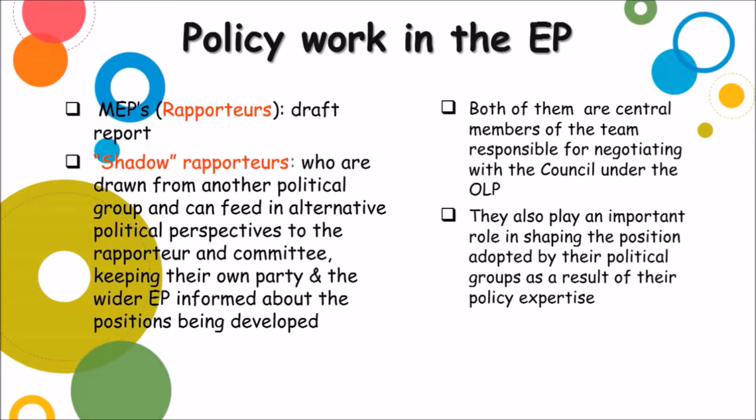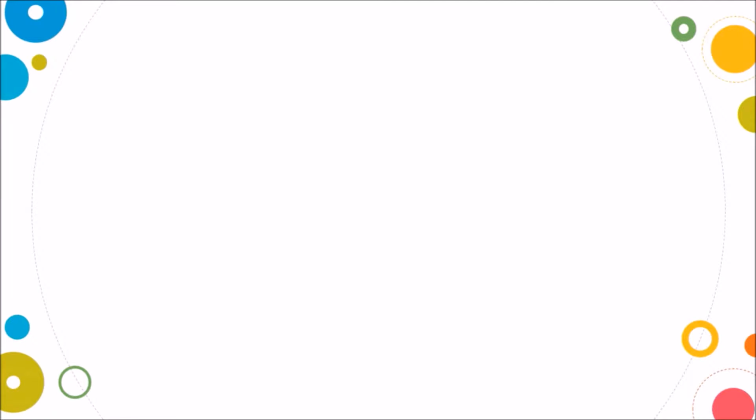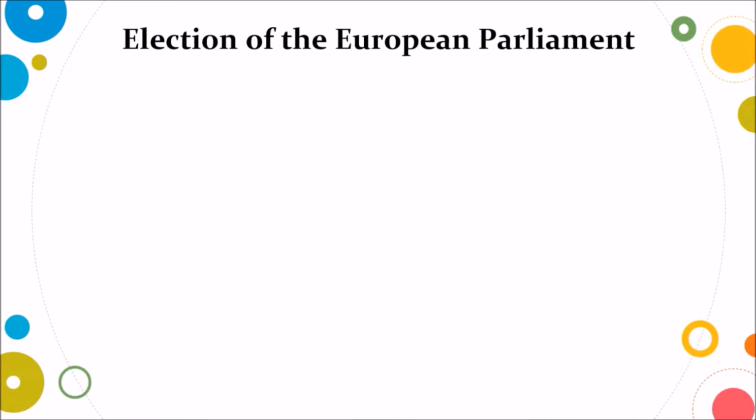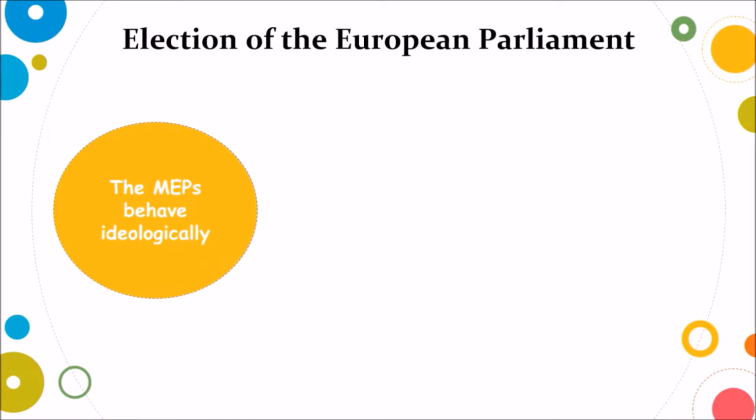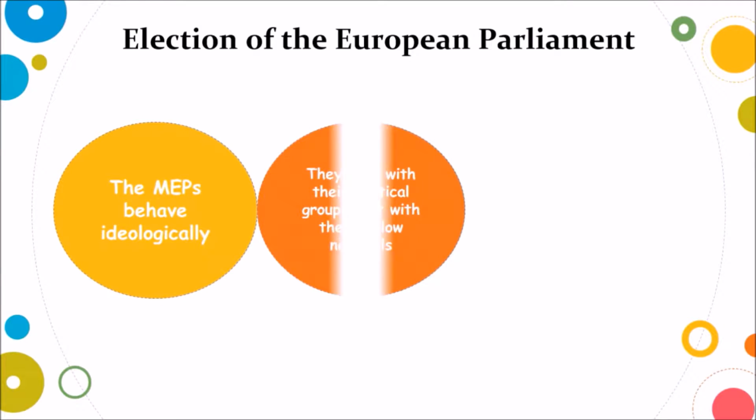It might be expected that MEPs would vote according to national preference, forming national blocs regardless of ideological difference. While there are occasional instances of such national divisions, studies of the Parliament's voting behavior show that, as a general rule, MEPs behave ideologically. In other words, they vote with their political groups, not with their fellow nationals.